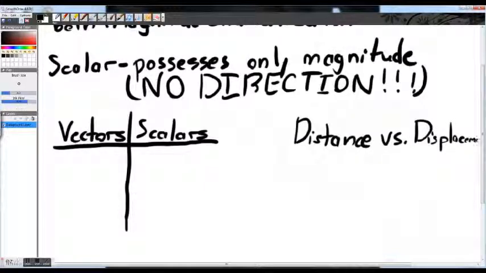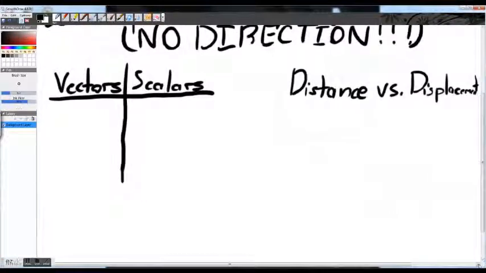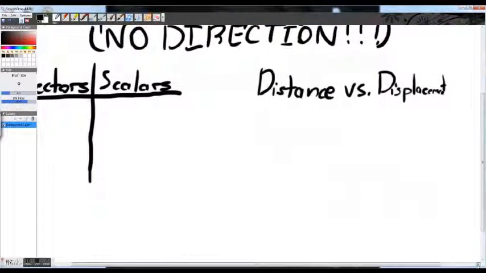So, distance is defined as how far an object traveled. The total, well, I don't want to say distance, but it's how far an object traveled. While displacement is going to be the change in position of the object. Let's use a couple different colors here.